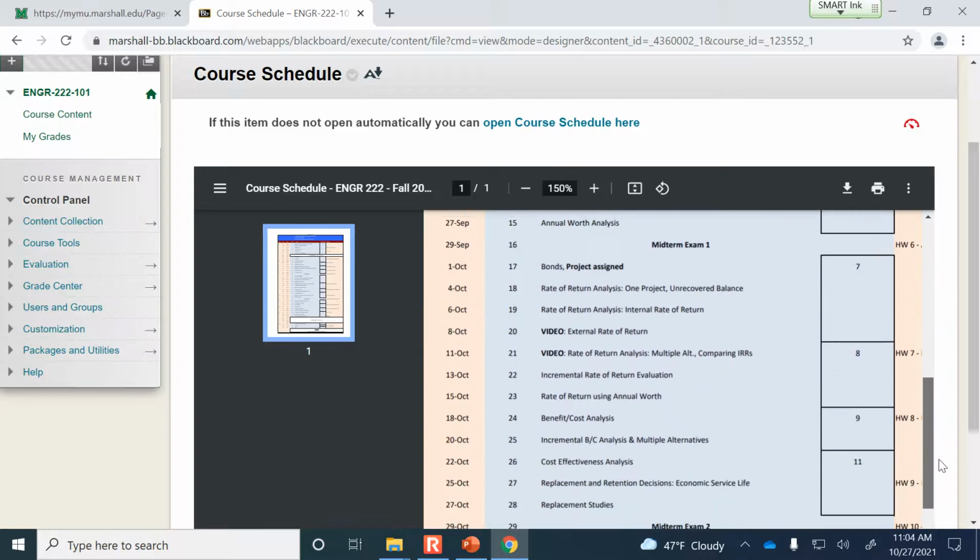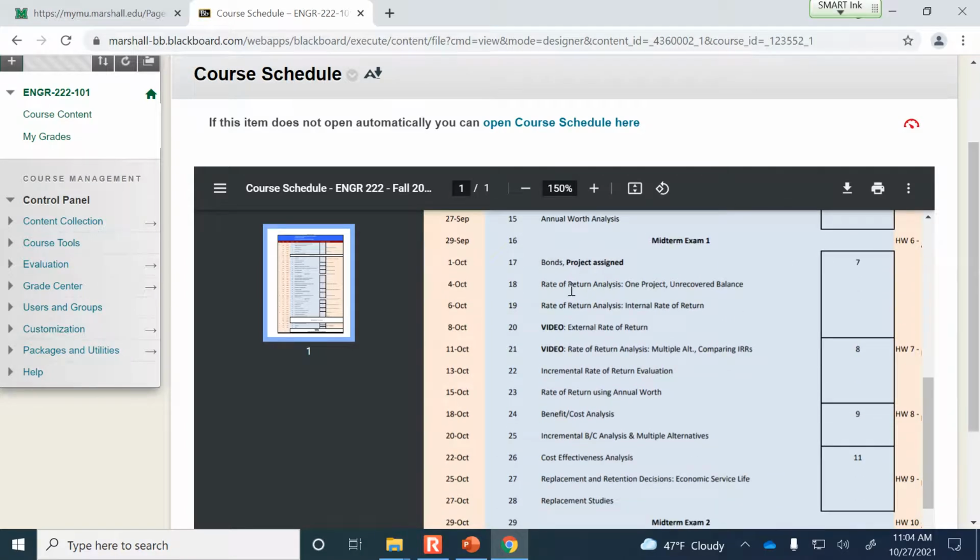So 17 through 28 includes bonds, internal rate of return, external rate of return, incremental rate of return, annual worth analysis, benefit cost, incremental benefit cost, cost effectiveness analysis, economic service life, and then today, replacement studies is just an extension of economic service life. You'll see from today's in-class exercise that we're just doing economic service life analysis on 2 alternatives. So that's a replacement study. Okay.